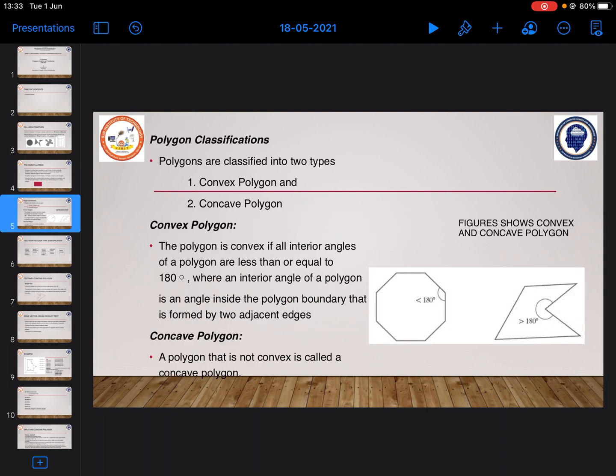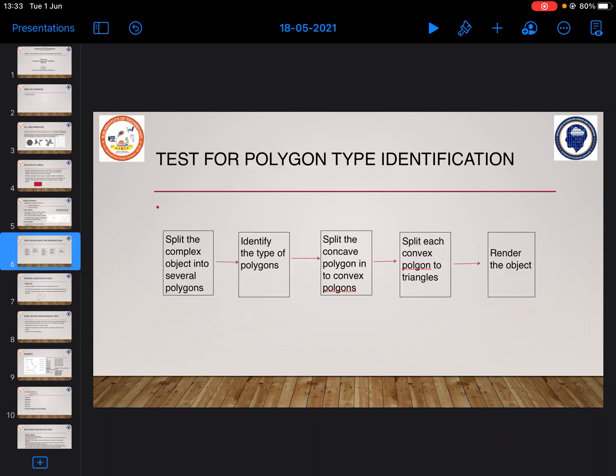There are two types of polygon: convex polygon and concave polygon. A convex polygon means all the interior angles of the polygon are less than or equal to 180 degrees. Concave means if any one of the interior angles of a polygon is greater than 180, then we say it is a concave polygon.